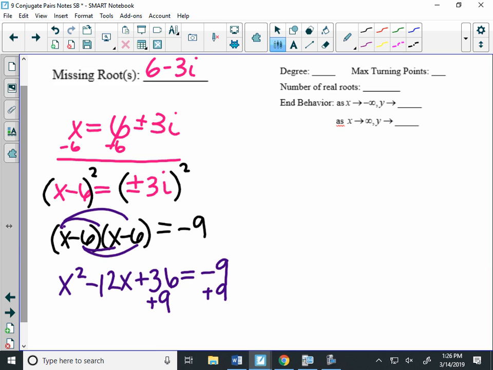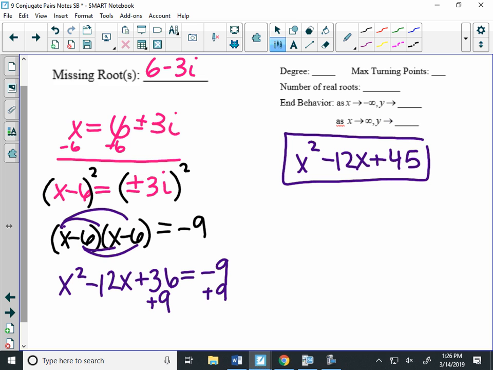So my standard form is x squared minus 12x plus 45. Is there anything else to multiply by? No, right? So that's it. That's your standard form. That's the equation. What's the degree of that polynomial?